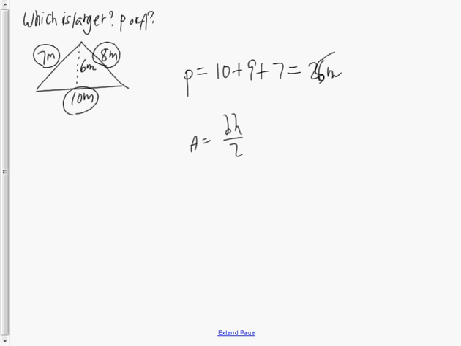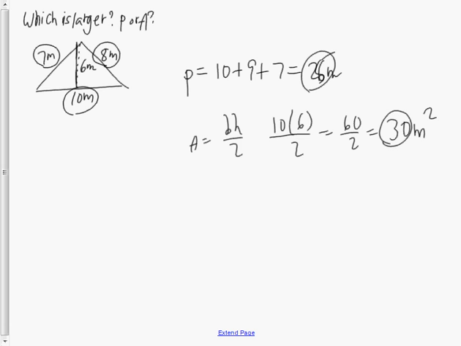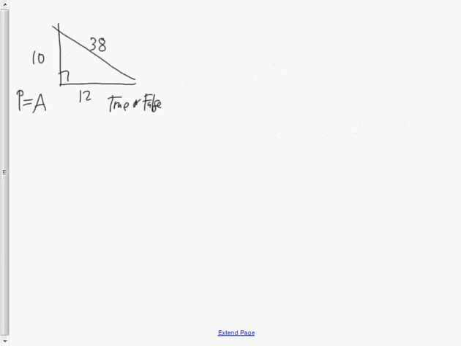So base times height divided by 2, we should all know that now. The base is 10, and the height is the perpendicular distance from the base to the top of the triangle, or the apex. So that is a distance of 6 meters divided by 2, which would be 60 divided by 2, which would be 30 square meters. Which is larger, the number that represents the perimeter, which is 25, or area? The answer is area's number is bigger. It is 30 versus 25. I guess I did add them right anyway. It was 26. Who knew?